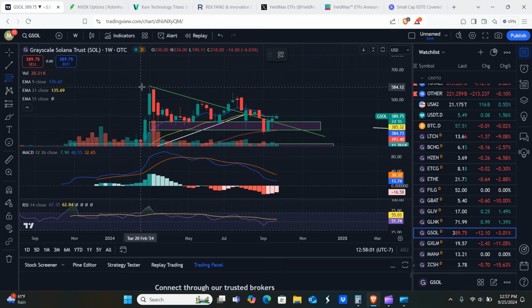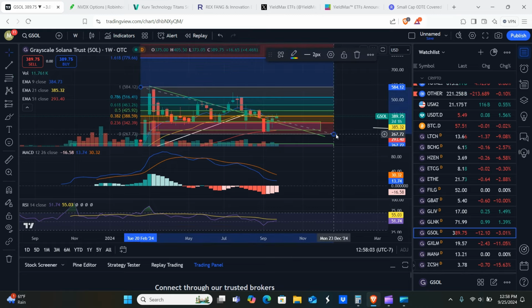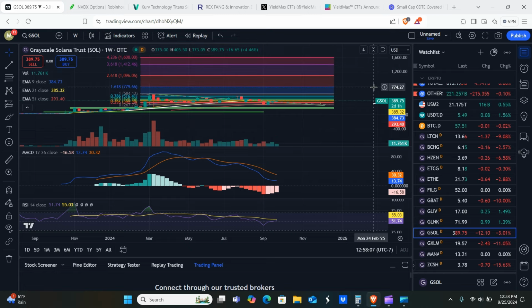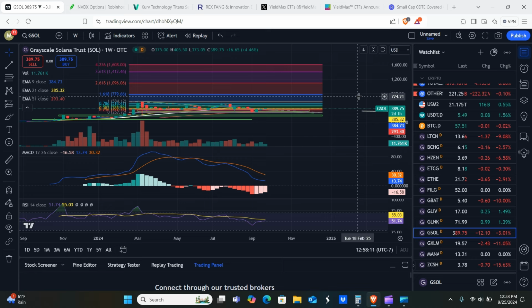GSOL, so if this one does go to new all-time highs, which I think it's going to, because again, there's kind of a battle in terms of what is it called? Gas fees between Ethereum and Solana. And if I'm not mistaken, I believe Solana is actually cheaper to transfer things than it is with ETH. I know because I've used ETH. ETH is actually quite expensive.